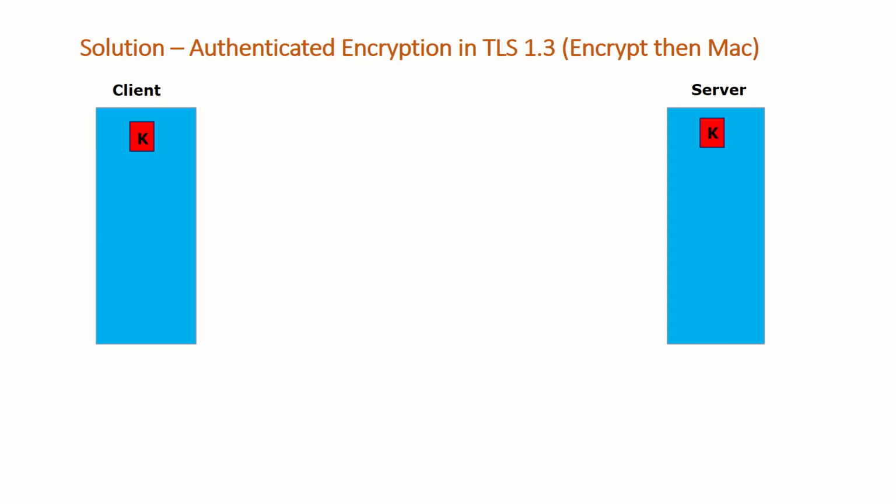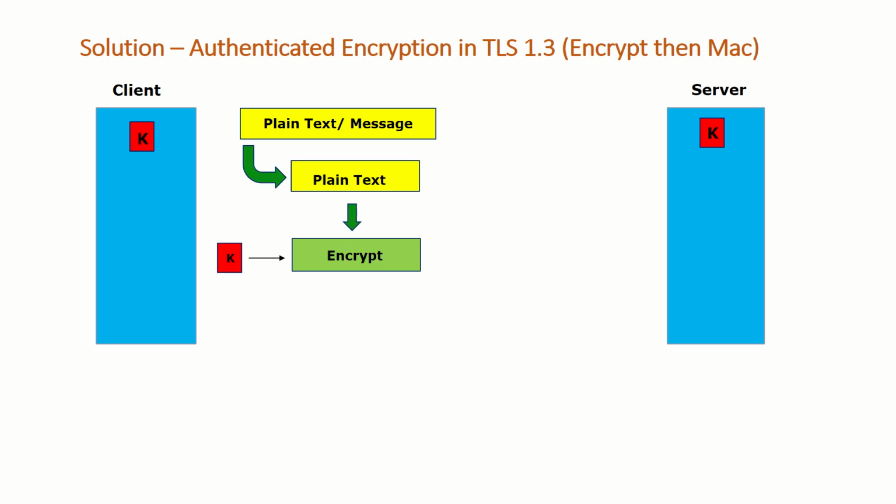In TLS 1.3, as a first step, plain text is encrypted with the session key K. Then integrity check is made on the encrypted data rather than on the plain text. So computed ciphertext is appended with the MAC from step 2 and sent to server.